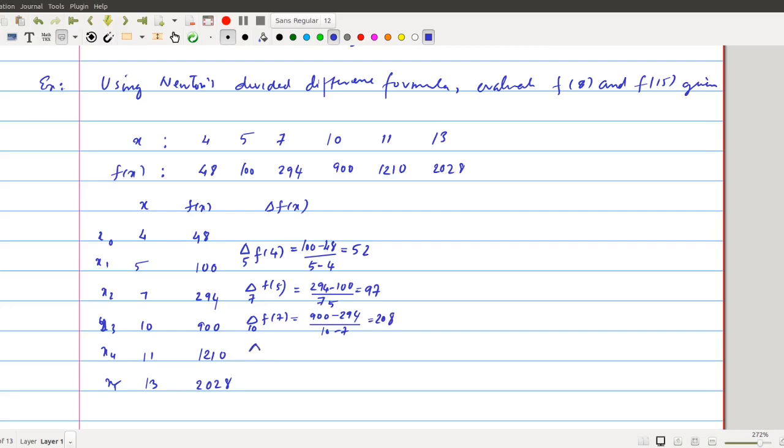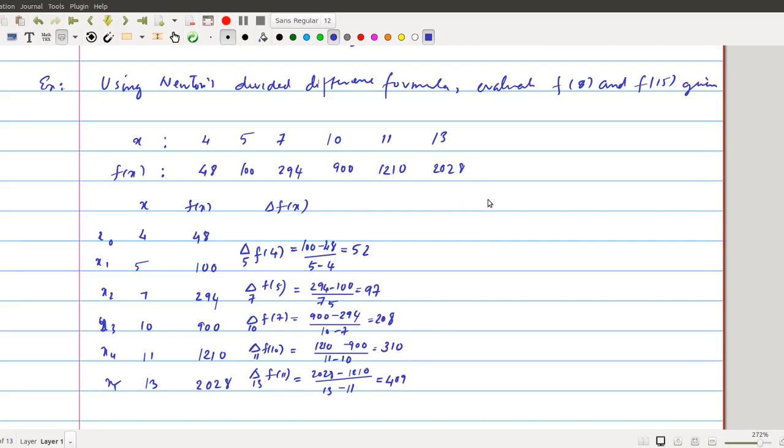Okay, now we have delta 11 of f of 10, so that is nothing but 1210 minus 900 divided by 11 minus 10, that is equal to 310. Finally we have delta 13 of f of 11, that is equal to, in the denominator we have 13 minus 11 obviously, so the numerator will be 2028 minus 1210, so this will be 409.